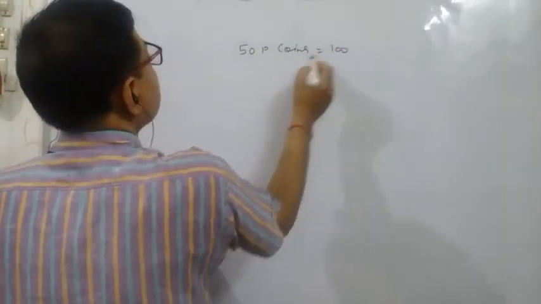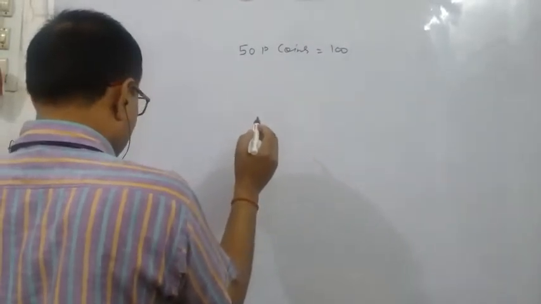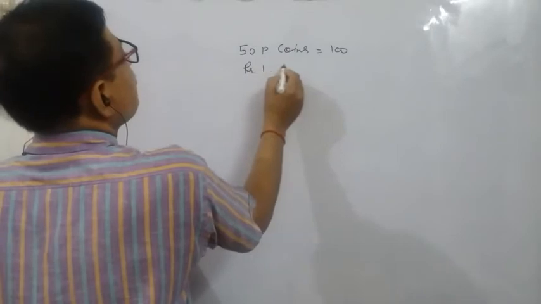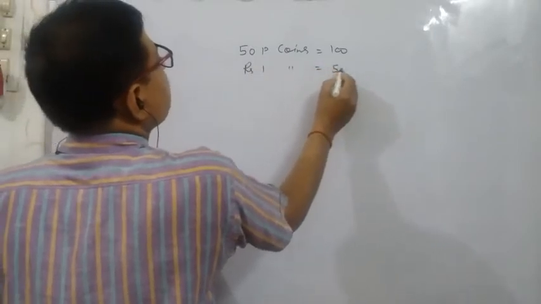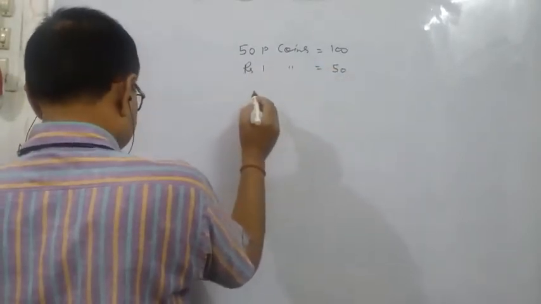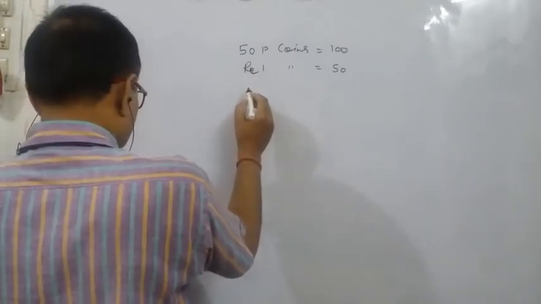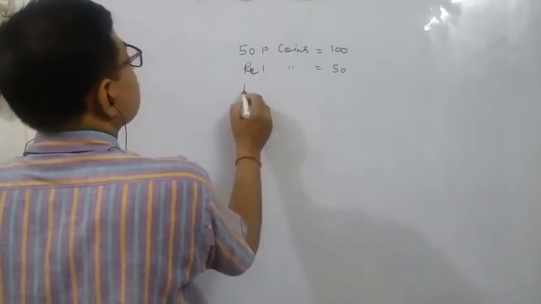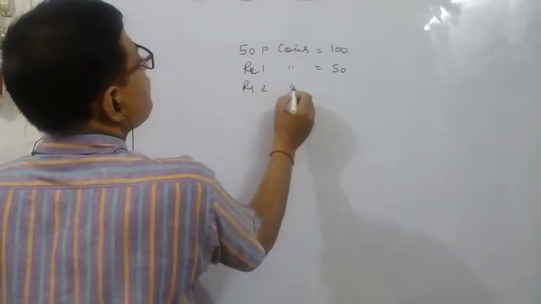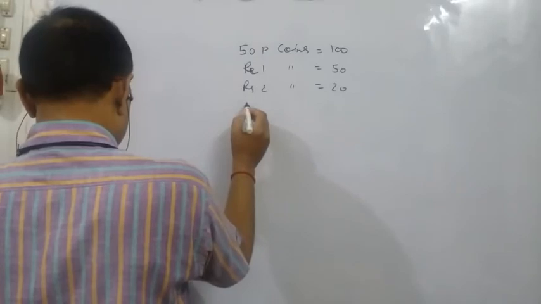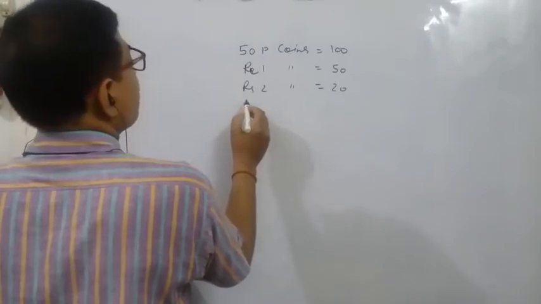100. Then it is saying 1 rupee coins are 50. And then 2 rupees coins are 20, and 5 rupees coins are 10.